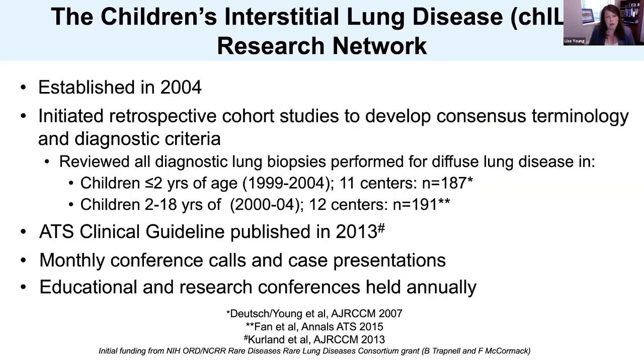And I was just finishing my fellowship and had the privilege of being involved in this and getting to work with the individuals I've just shown you. And the plan was made to really develop consensus terminology and diagnostic criteria. So we reviewed lung biopsies performed for diffuse lung disease from 11 to 12 centers with about a 4 to 5 year catchment period. It took us a long time to review all of these cases, but through that, we developed some common language and an understanding of the spectrum of ILD, or diffuse lung disease, in children.